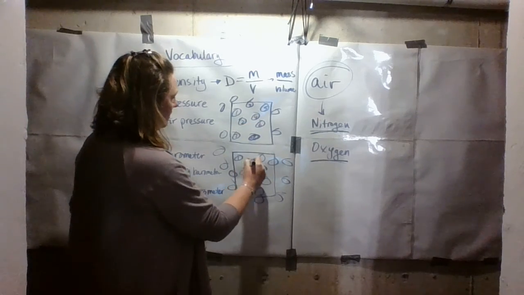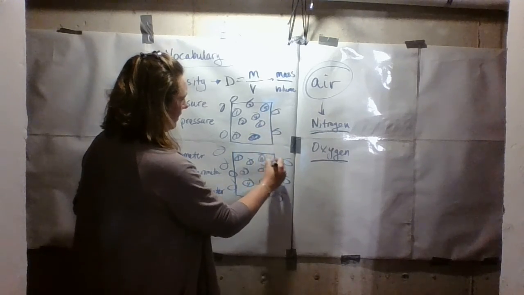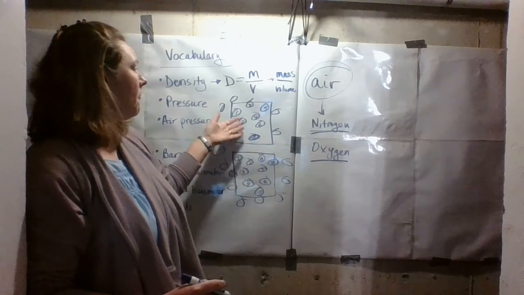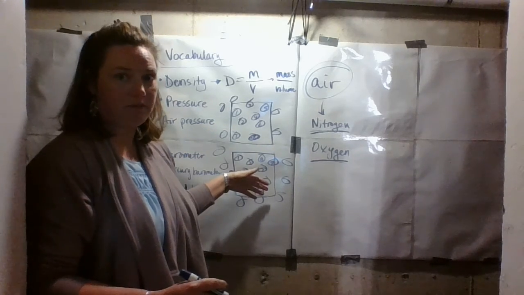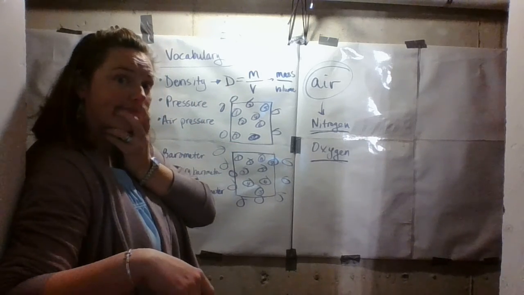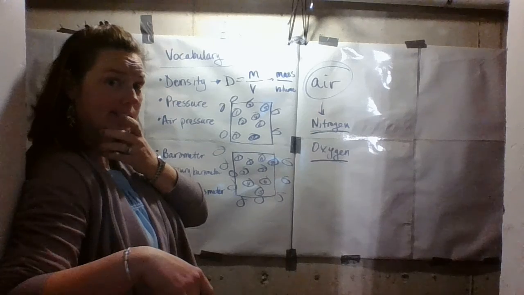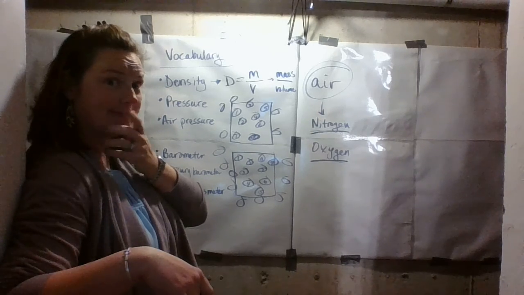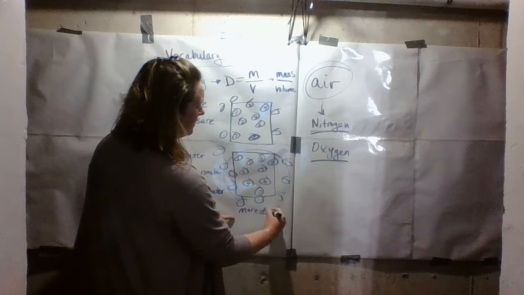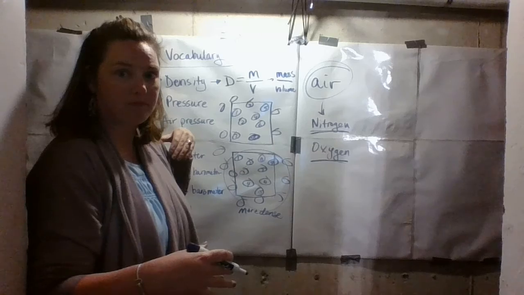Now let's count this one. 1, 2, 3, 4, 5, 6, 7, 8, 9. We have 9 molecules of air in this box. So looking at these 2 boxes of air, which is going to be more dense? Top or bottom? Yeah, okay. This bottom is more dense because it has more mass in that space, more mass per volume.